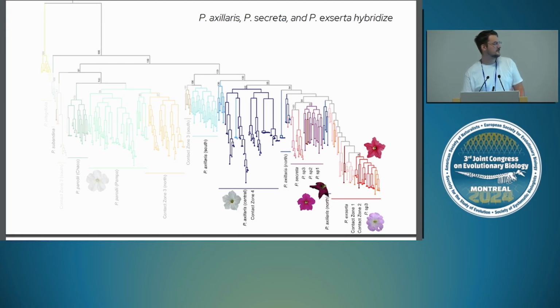And these populations are actually very common, and we can find them every year that we go to the field. They are always there. And there are also some other hybrids that are a little more rare, like this one, that is a hybrid between Petunia secreta and Petunia excerta.